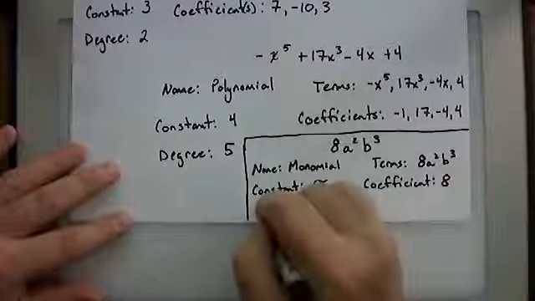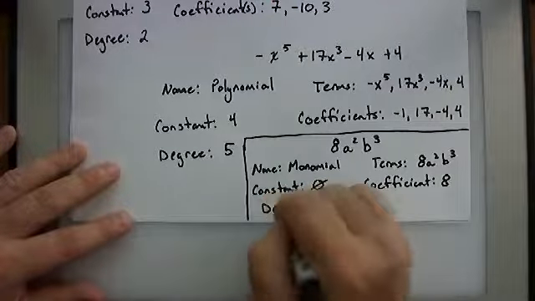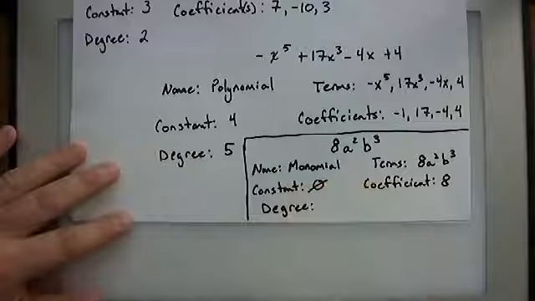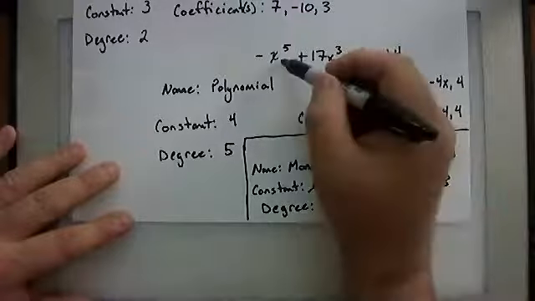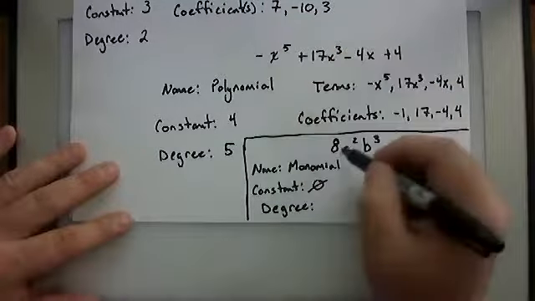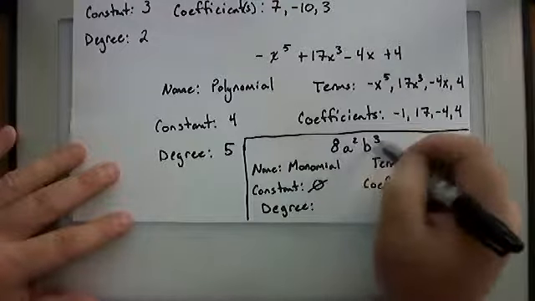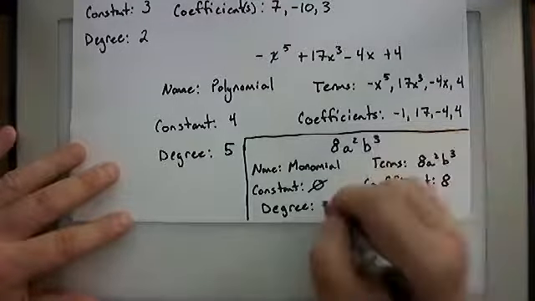And this is the tricky part. Let me make sure it's on camera here. The degree. The degree is the highest power, but this is all one term. So you actually have to add the powers up. Up here, this only had one power, so its degree was 5. Here, it has a squared and b to the 3rd, so this piece has a degree of 5.